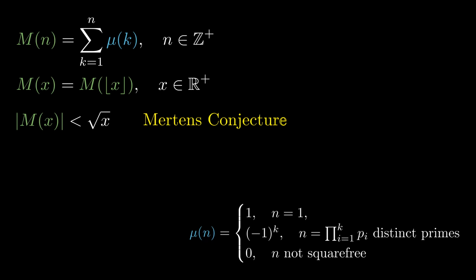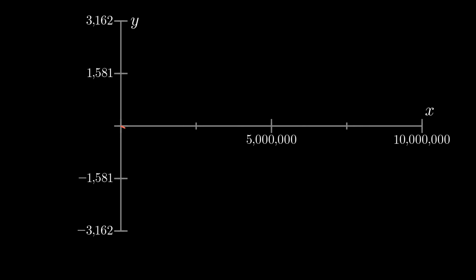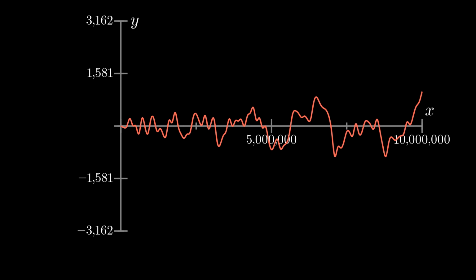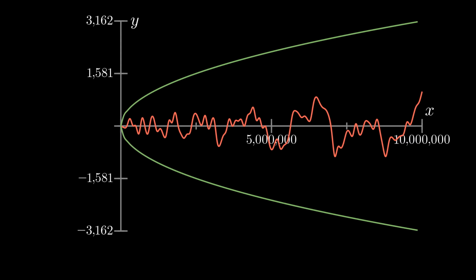To illustrate this, let's look at the Mertens function all the way up to 10 million. This was much easier to do with a computer. Here's the Mertens function, and when we look at the square root, we see that it's still a very loose bound on this function. This numerical evidence could lead us to some very deep implications.